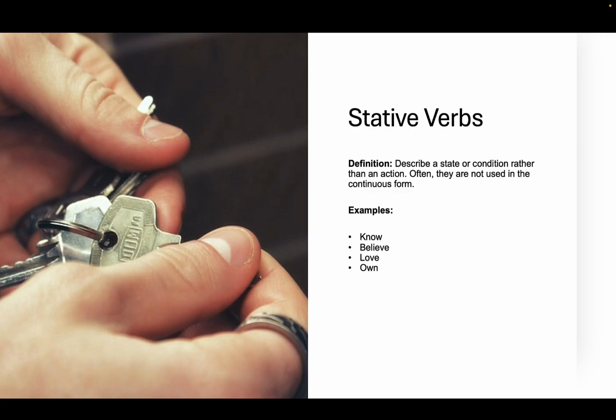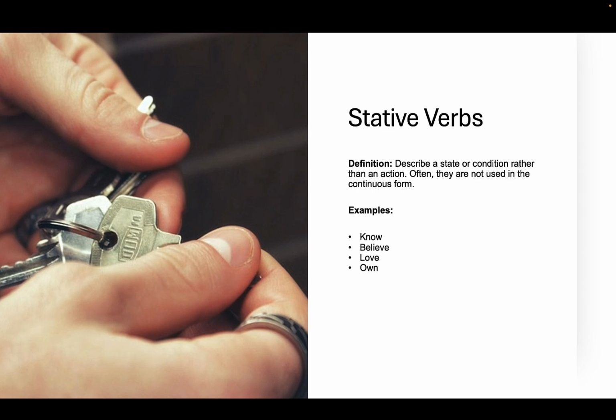Now what about stative verbs? Stative verbs describe a state or condition rather than an action and are often not used in the continuous form. As examples, know, believe, love, or own would be examples of stative verbs.